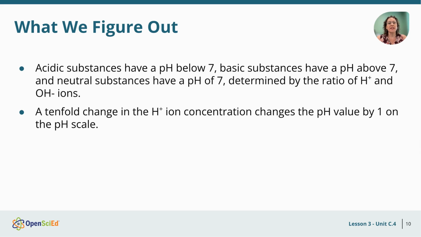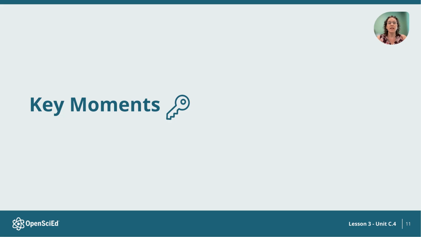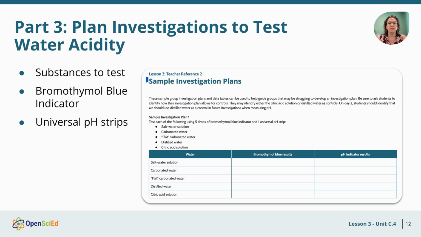We figured out that acids have a pH below 7, bases have a pH above 7, and neutral substances have a pH of 7. A single number change on the pH scale is a 10 times change in the hydrogen ion concentration. And now for a few key moments.